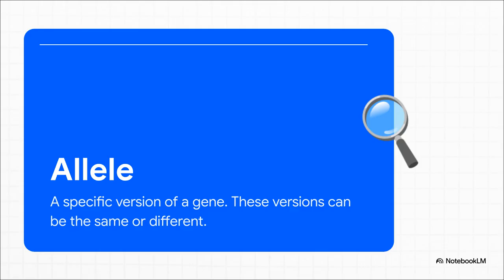And that brings us to our third term, alleles. Think of it like this. If the gene is the category, like eye color, then the alleles are the specific options within that category, like blue eyes or brown eyes. This is where all our awesome variety comes from.